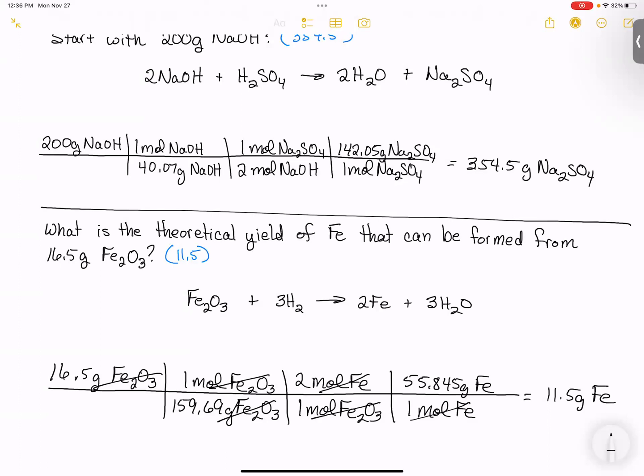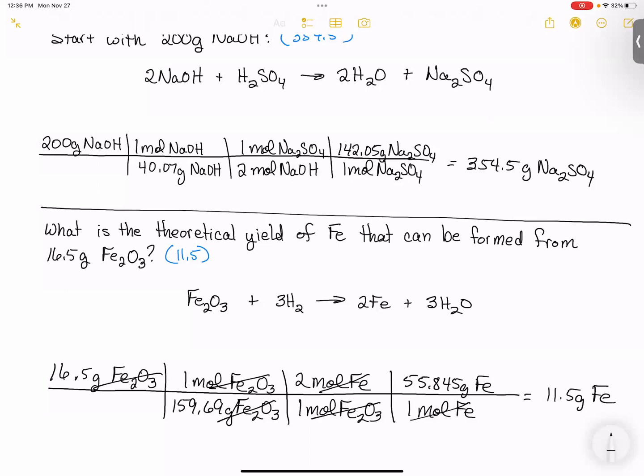So how can you use this particular process up here? Let's say I gave you moles of one thing and I wanted moles of another thing. So I start with moles of A. I want moles of B. That means I just need a mole to mole ratio. That's the only thing separating these two.